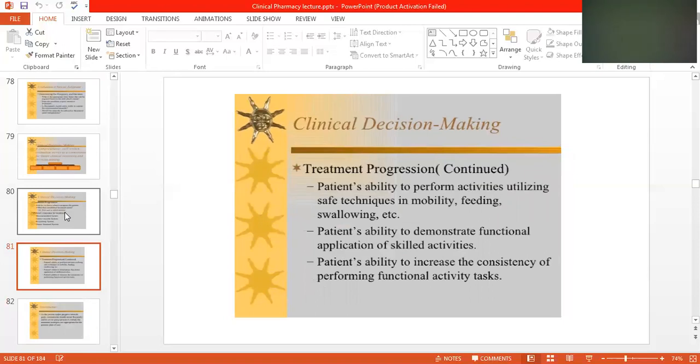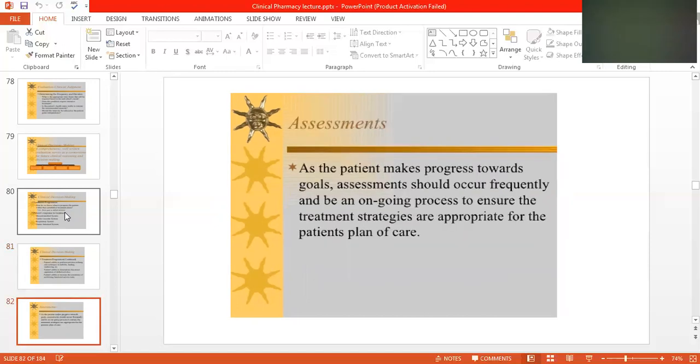Patient's ability to perform activity utilizing safe technique in feeding, swallowing, etc. Patient's ability to demonstrate functional application of skill activities. Patient's ability to increase consistency of performing functional activity tasks. As the patient makes progress towards the goal, assessment should occur frequently and be an ongoing process to ensure that treatment strategies are appropriate for the patient's plan of care.